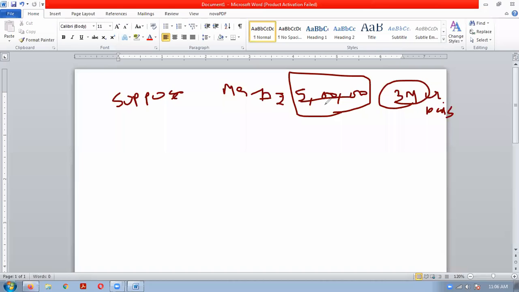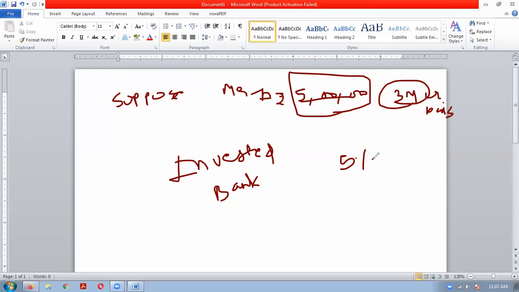Now, if you would have got this 5 lakh, you could have invested it on a short term basis. For example, if you invest this money in some bank on a short term basis, you could have got an interest of 5%.